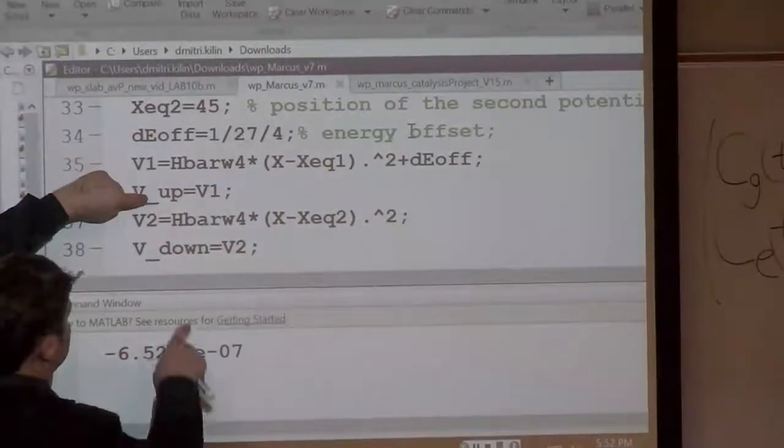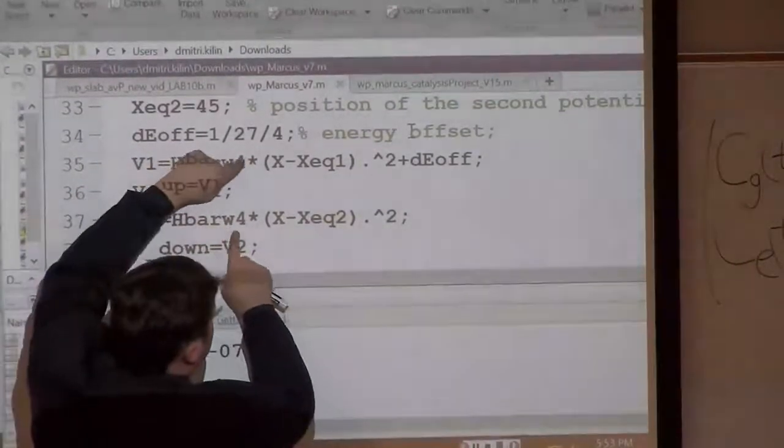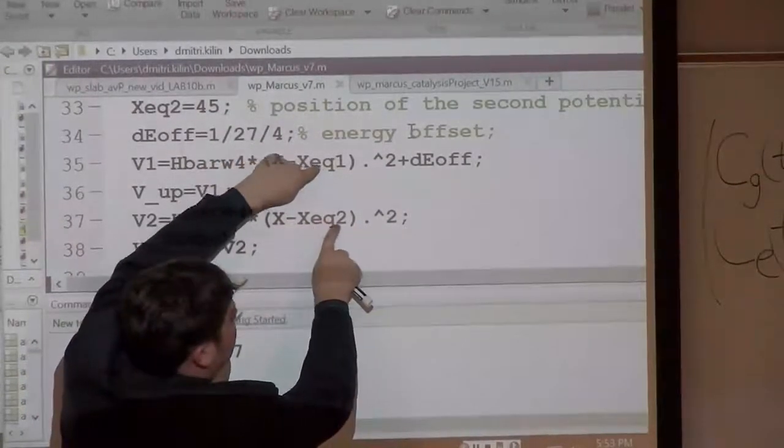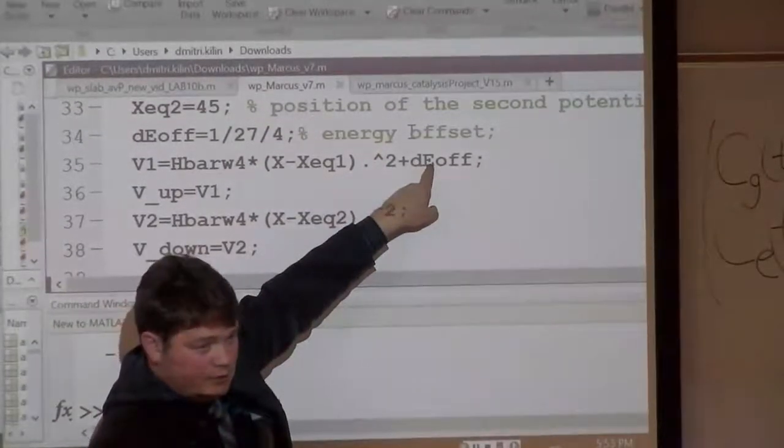So two potentials, up and down, and we determine them by curvature times a square function offset by different equilibrium points. And one of them is offset by this delta E.